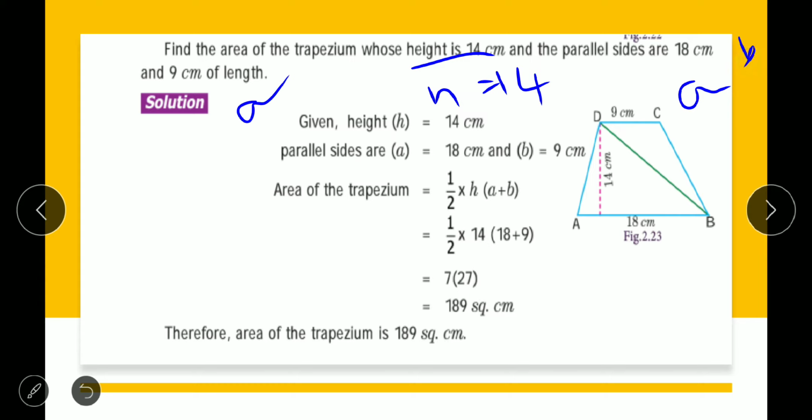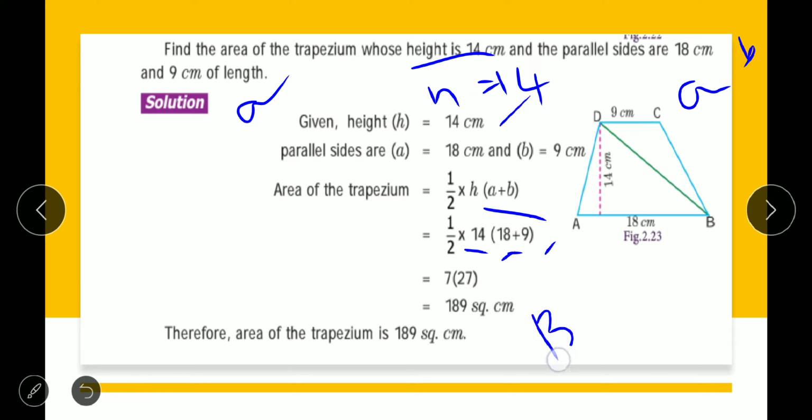What are the values? We need the values to find the area of a trapezium, which is 1 by 2 into height into A plus B. So we know A plus B. Substitute here. In the place of A we can write 18. In the place of B we can write 9. And h is the height. It is 14. So what do you need to solve first? We have multiplication, we have addition and bracket. What do we need to solve here? Yes, first we need to solve the bracket.